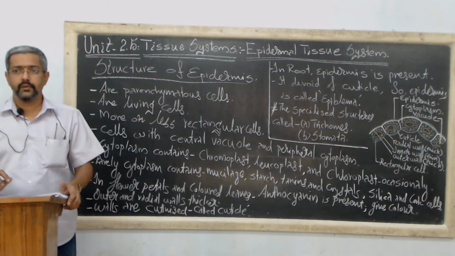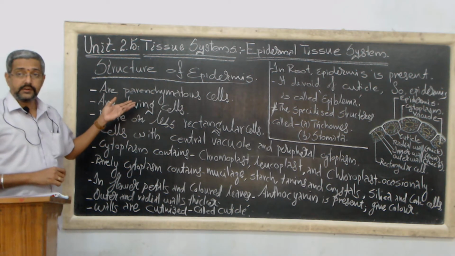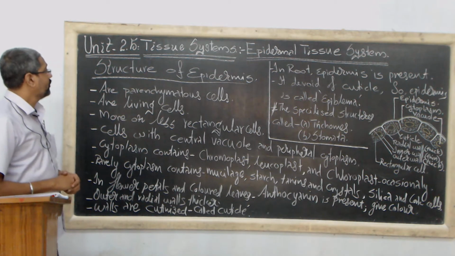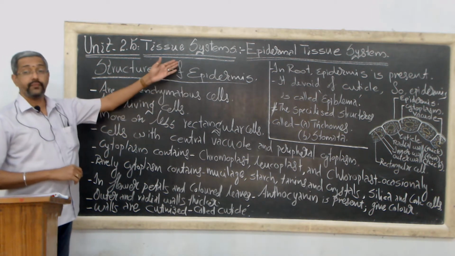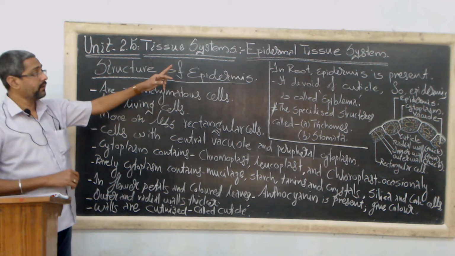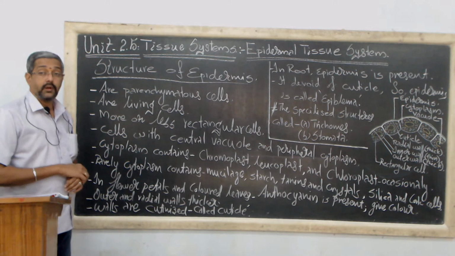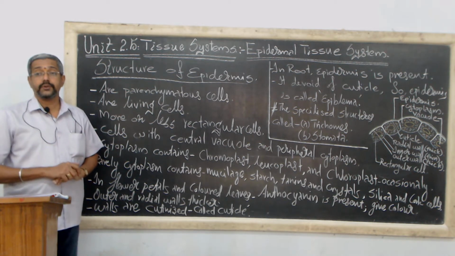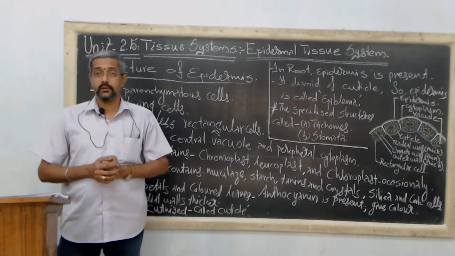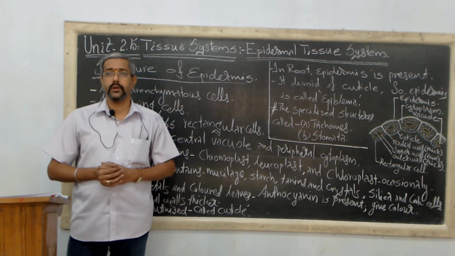Good morning. In this session, we are discussing the structure of epidermis. Epidermis is part of the epidermal tissue system. In the last session, we discussed the epidermal tissue system, and the epidermis is a uniseriate layer of cells, compactly arranged, with a vacuole and peripheral cytoplasm.